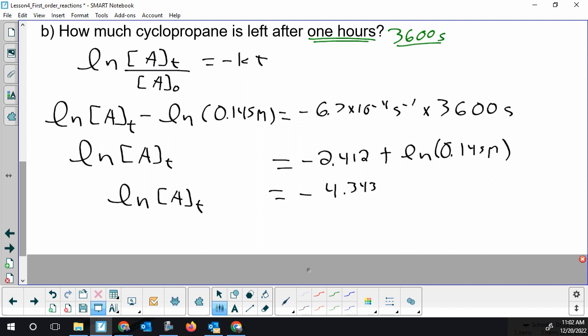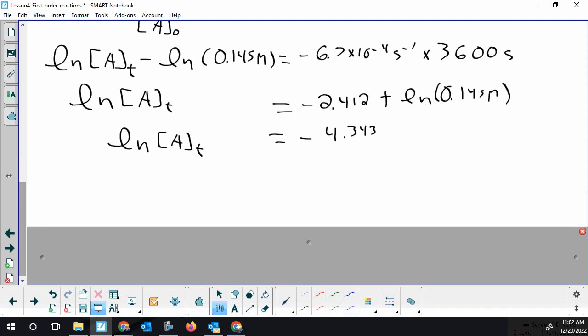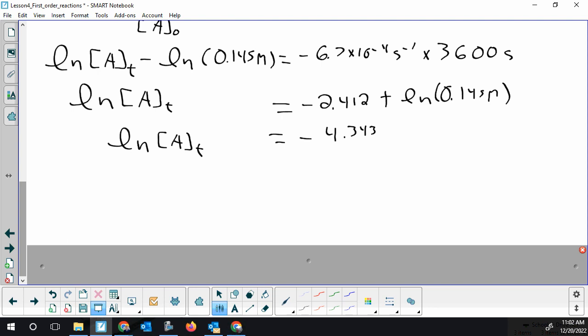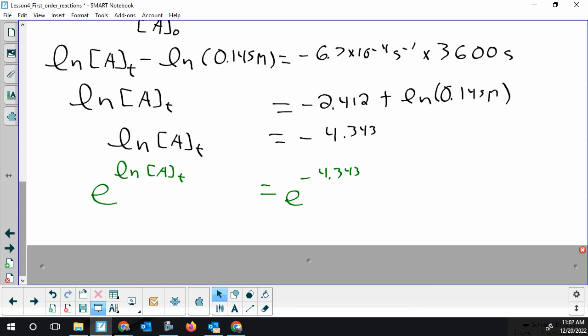And now what is probably new math: to get rid of a log base 10, you'd make each of these numbers the exponent of a base 10, but this is a natural log, base e. So to solve this, I'm going to go e to the natural log of the concentration equals e, the natural number, Euler's number, to the minus 4.343. So e to the natural log, those cancel each other out.